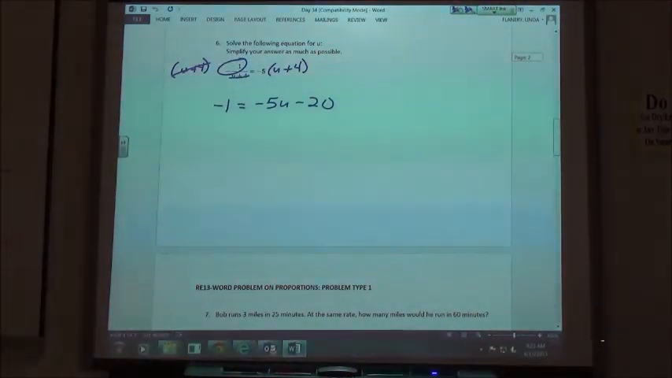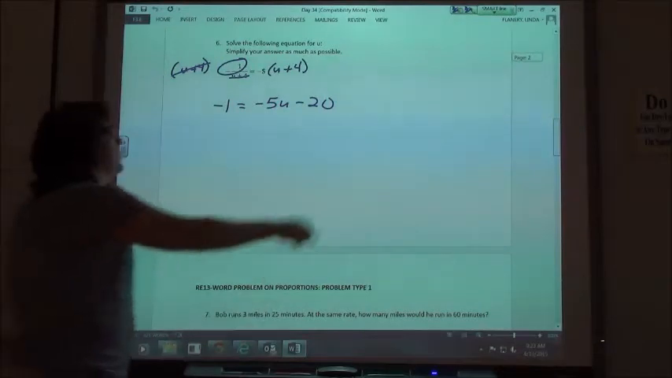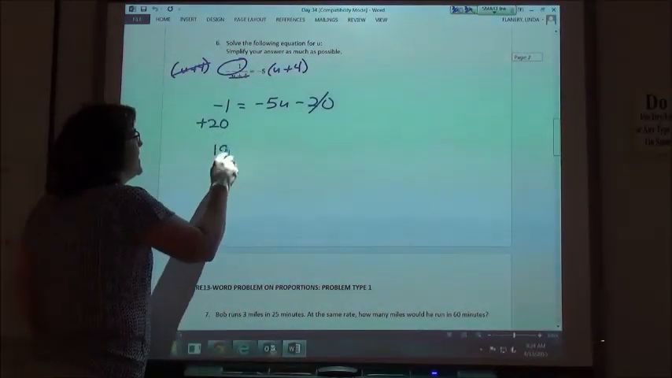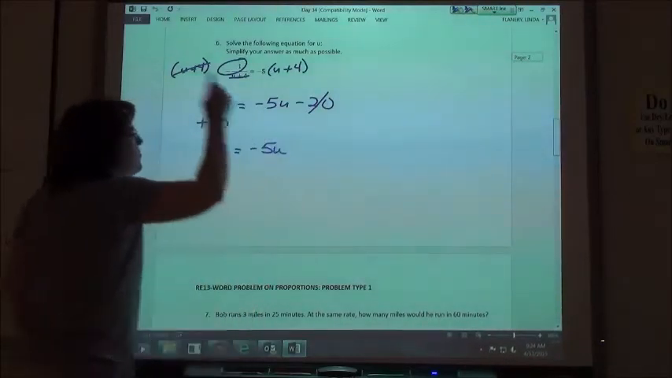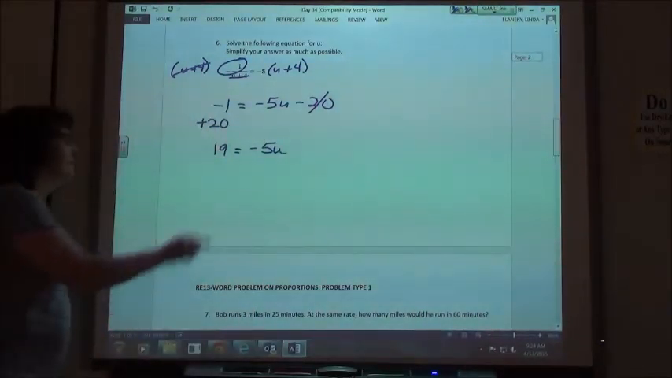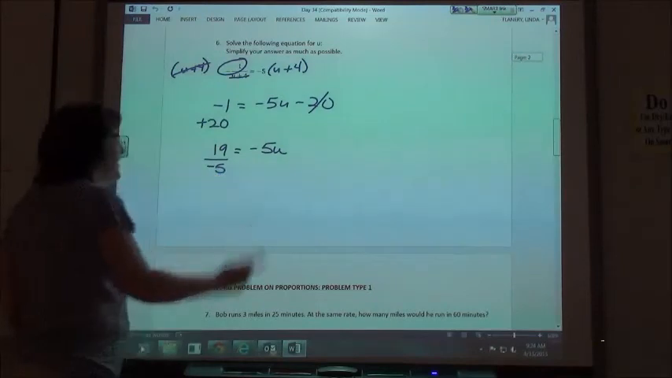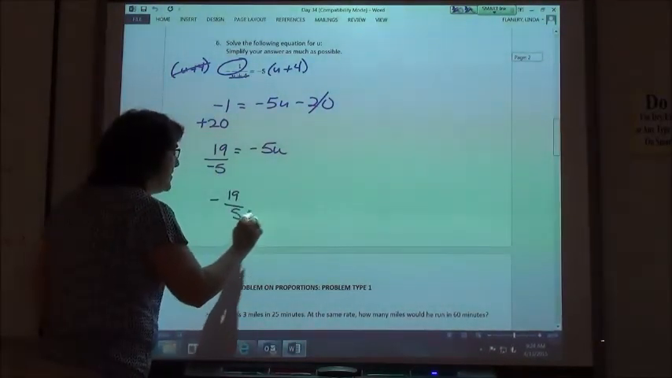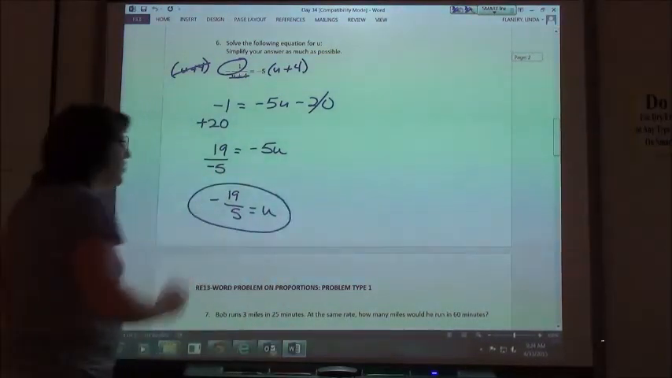And in order to solve that, we would add the 20, so 19 equals negative 5u, and then divide by our negative 5. So negative 19/5 would be our answer for u.